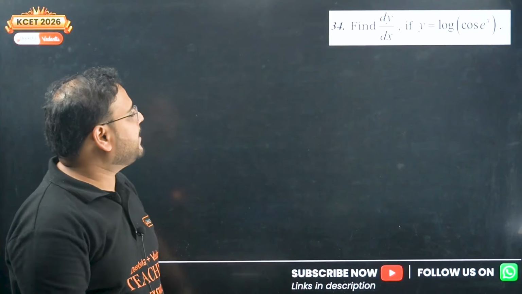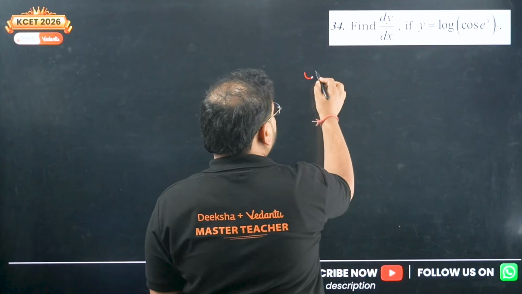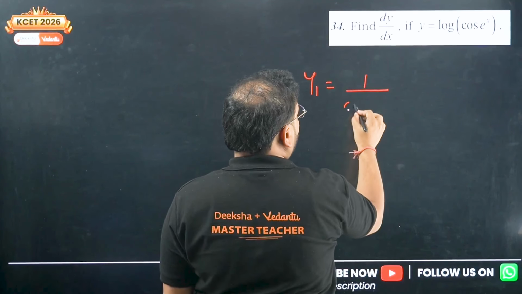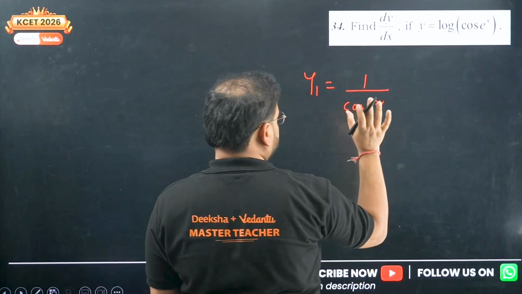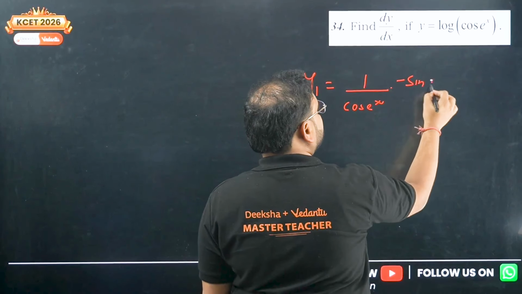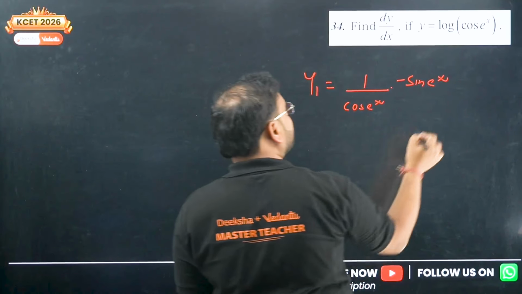Next, find dy by dx if y equals log of cos of e^x. Okay, differentiate y: we get 1 upon cos of e^x as it is, this is for log. Differentiate cos, we get minus sin e^x as it is. Now is it over? No sir, we have to differentiate e^x also.